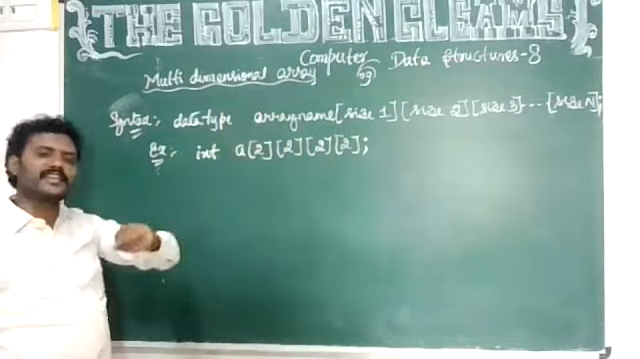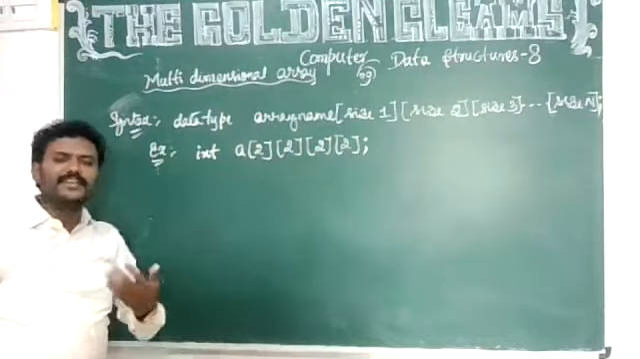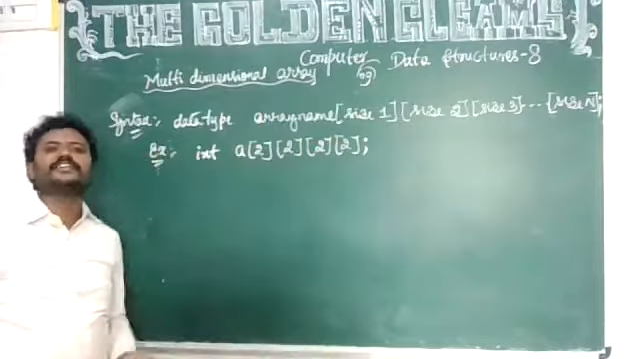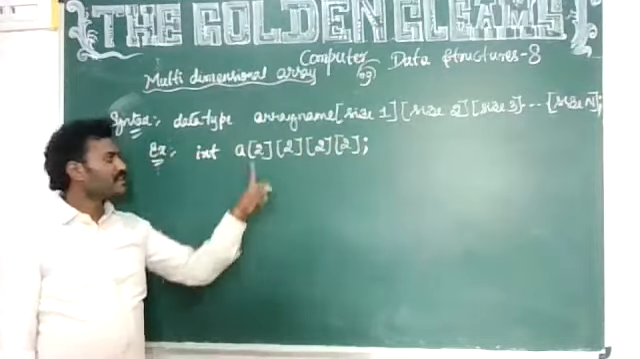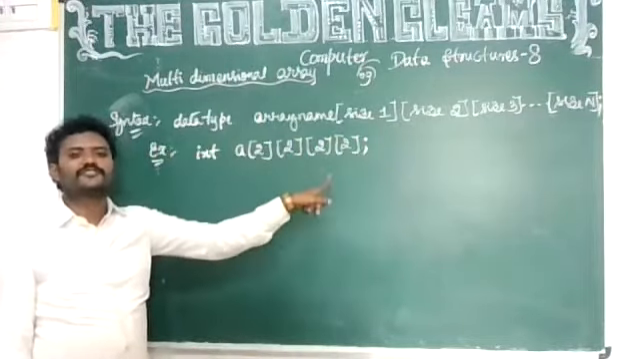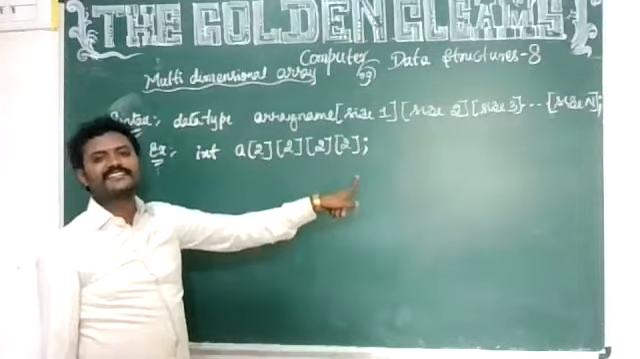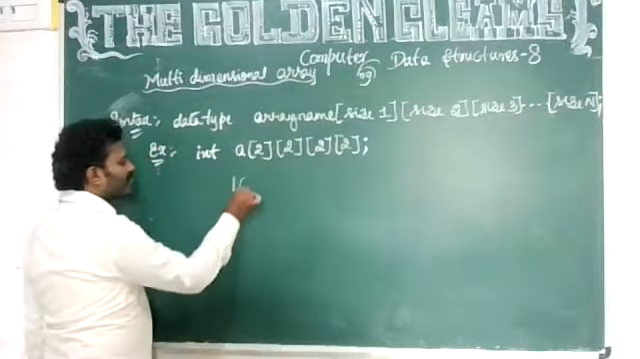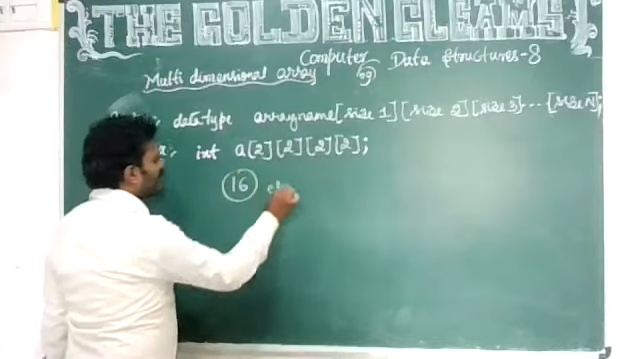How many total elements can it store, students? Very simple. Look at all the array indices and multiply them. How? 2 2s are 4, 4 2s are 8, 8 2s are 16. It can store total 16 elements.